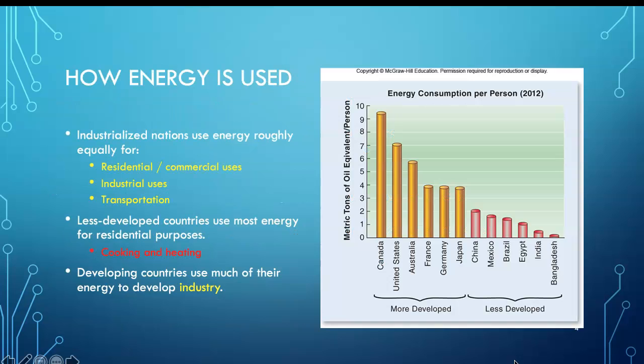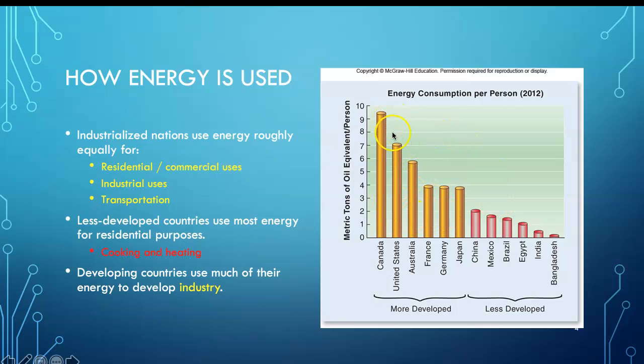So this is an overview of how the energy is used in the world. And this is energy consumption per person. I'm not talking about the total. The total, the developing country may have more than the developed countries because they are still developing their industry.